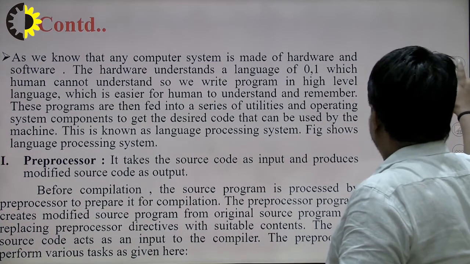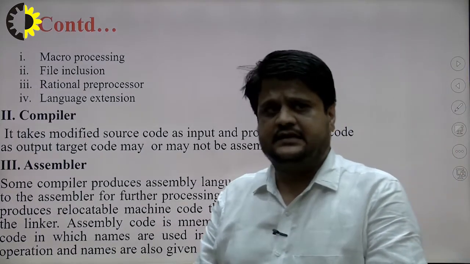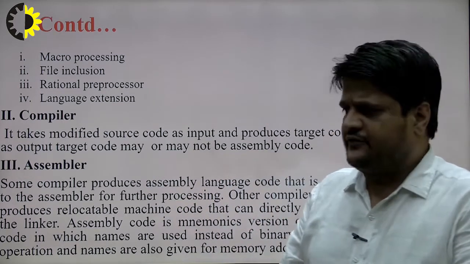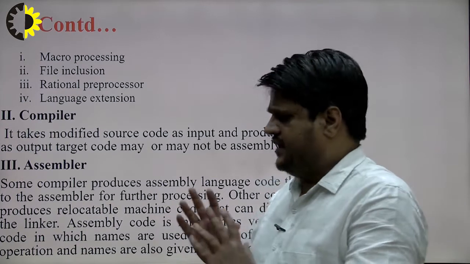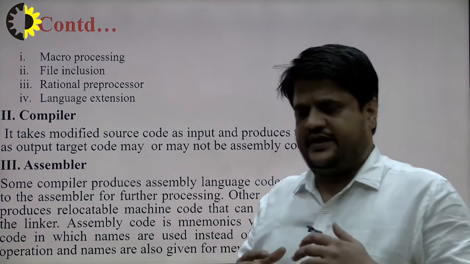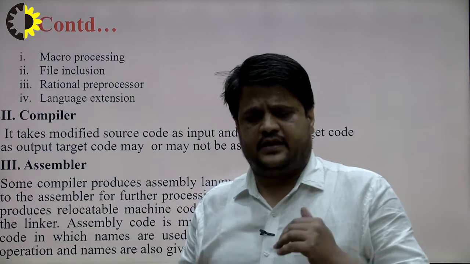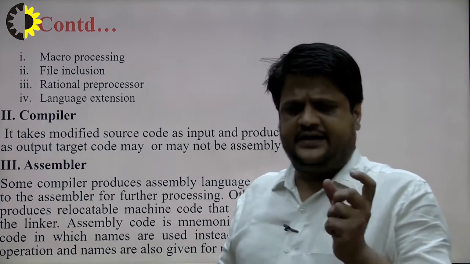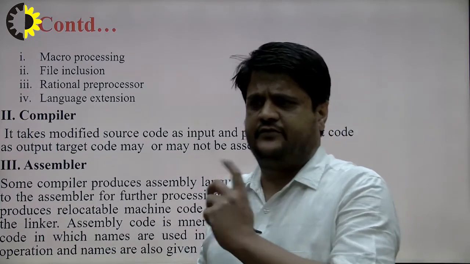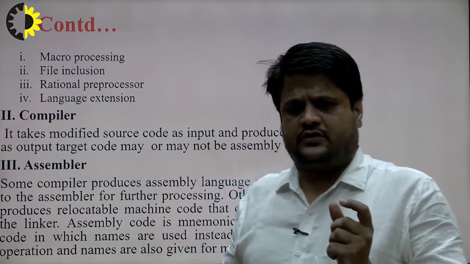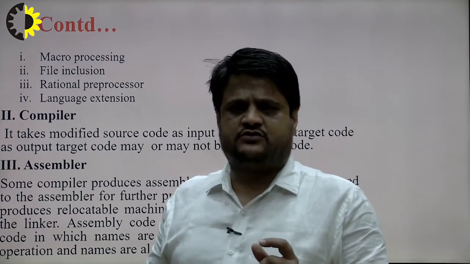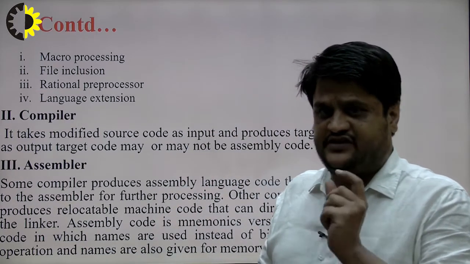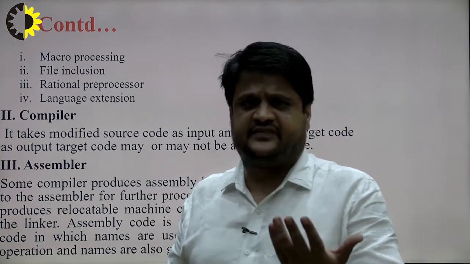The preprocessor performs various tasks. The first one is macro processing, the second one is file inclusion, the third one is rational preprocessor, and the fourth one is language extension. Whenever we write macros in our program, the preprocessor is used. So whenever we write #define pi 3.14, pi is called the macro definition, and 3.14 is called the macro value. That is a set of instructions that will be replaced by a particular definition.